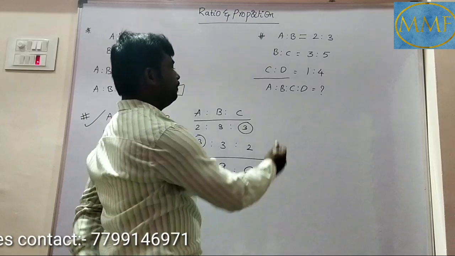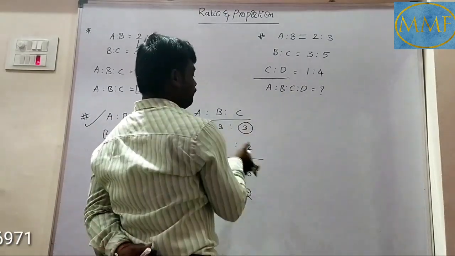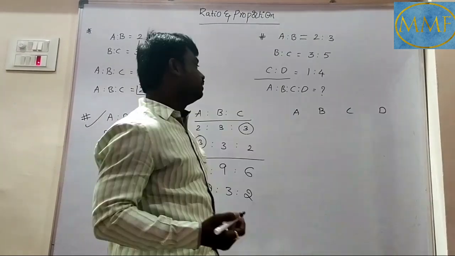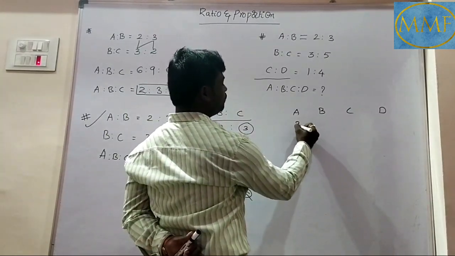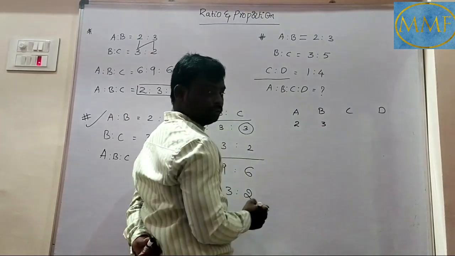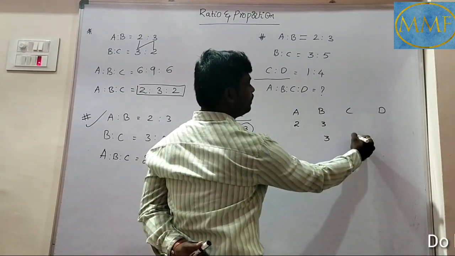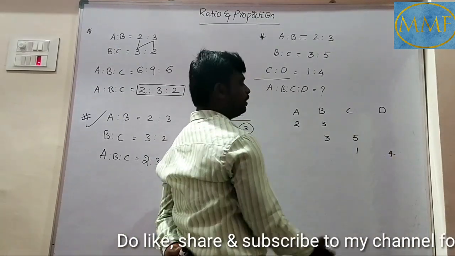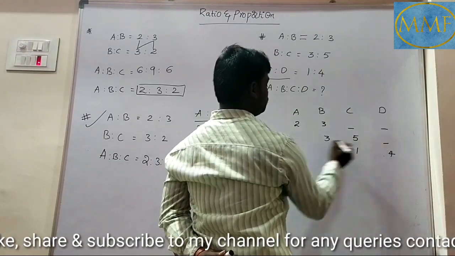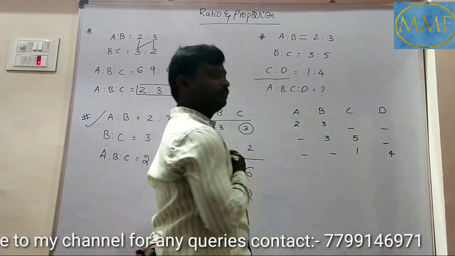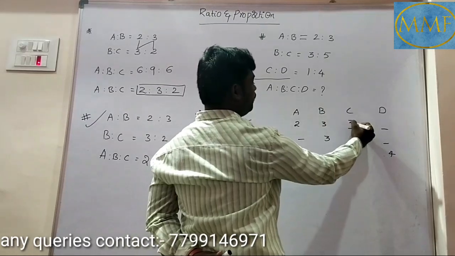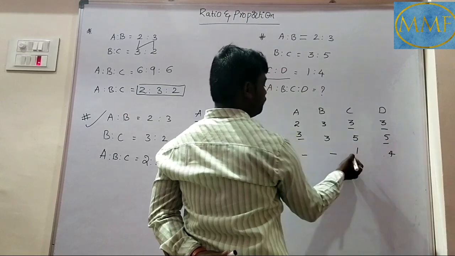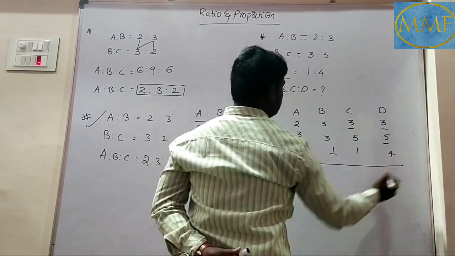Now see here, what is A:B:C:D? One way is this one. A:B is 2:3, B:C is 3:5, C:D is 1:4. Now what? Just write the front and back numbers. What is the front number? 3. What is the back number? 3. What is the front number? 5. What is the back number? 1. Now just multiply.